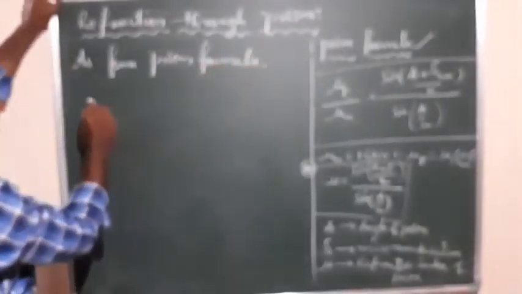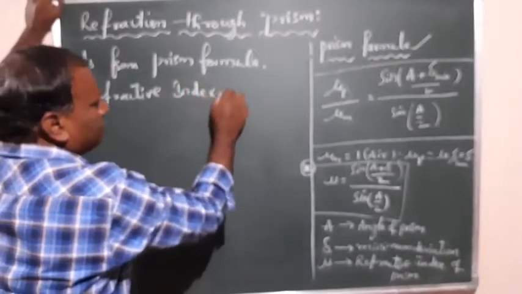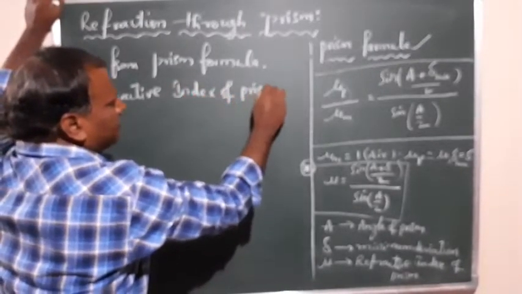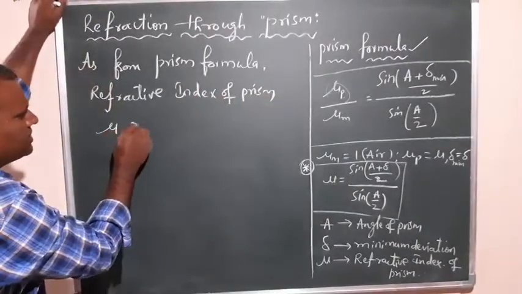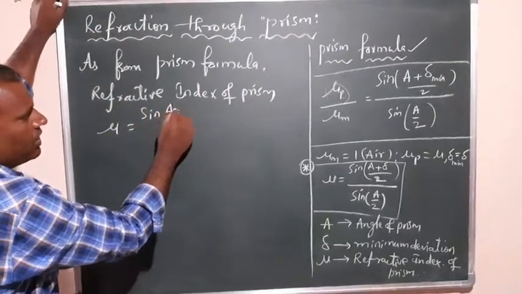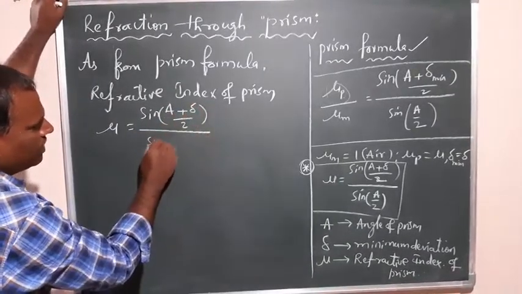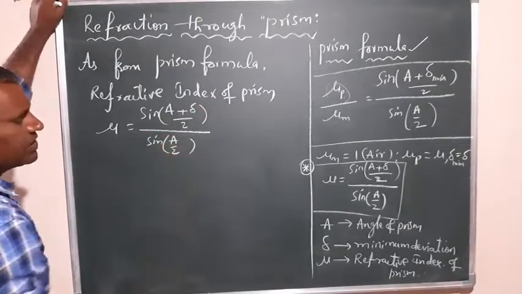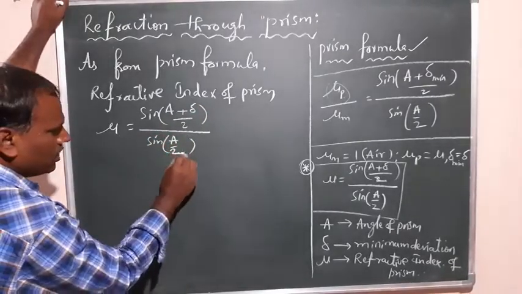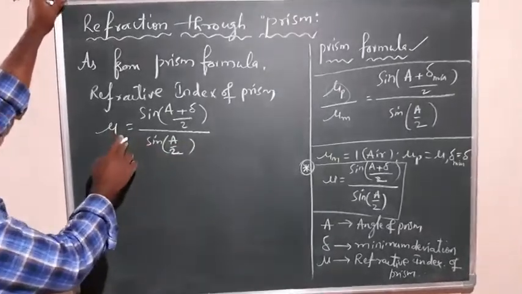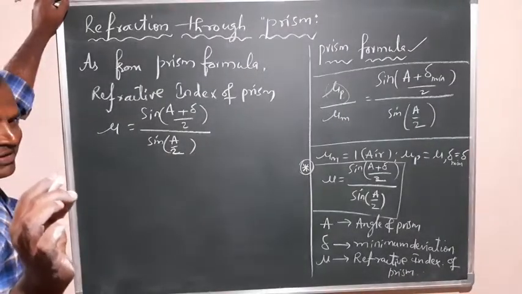From the prism formula, the refractive index of the prism, mu, is equal to sine of (A plus delta) upon 2, upon sine of A by 2. So this is the prism equation, isn't it? Now we can make a modification of this equation by simply applying a condition.